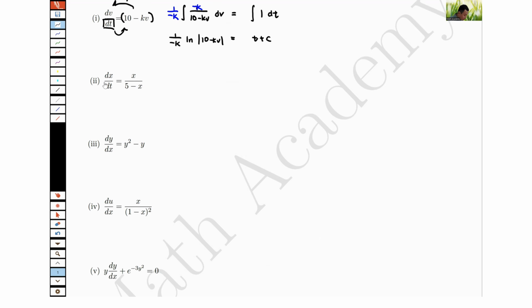Okay, next one, t on the right. Then we see that everything here is x, so all the x we will shift to the left. Hence, when you shift to the left, you get a 5 minus x over x. After you divide over, on the right-hand side we are left with 1, so I get a 1 dt, and we integrate both sides of the equation.